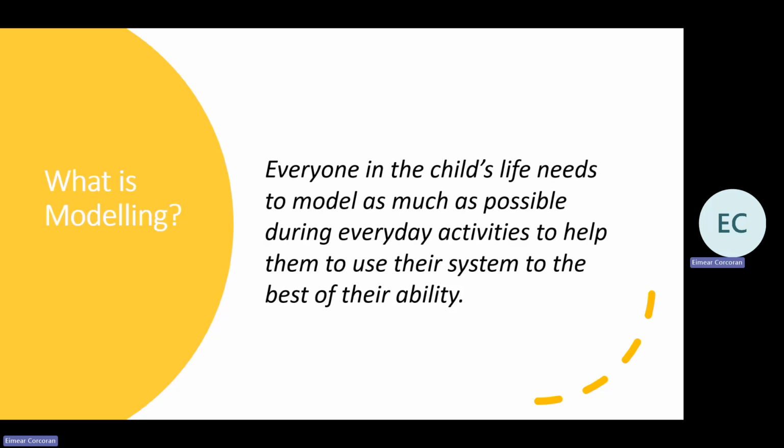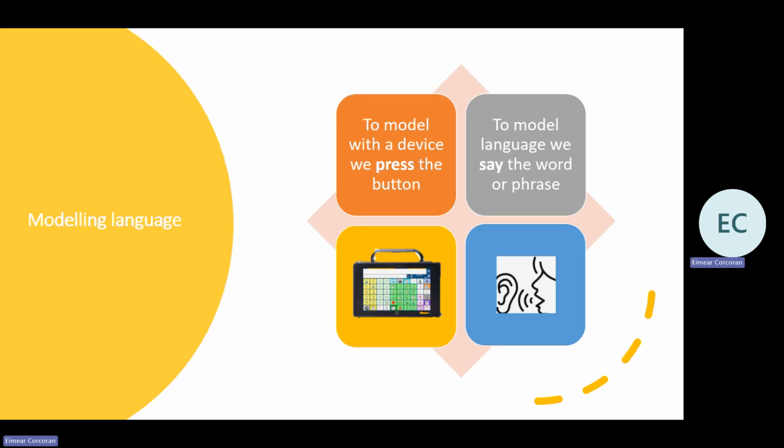So I'm going to talk about modelling next, one of our most powerful AAC strategies. Everyone in a child's life needs to model as much as possible during everyday activities to help them use their system to the best of their ability. So basically, modelling means we use the child's AAC system while we are talking to them. So to model, you point to or select words on the device as you talk, showing the child how communication happens. Everyone in the child's life, so their teachers, their SNAs, their parents, should model as much as possible in natural contexts.